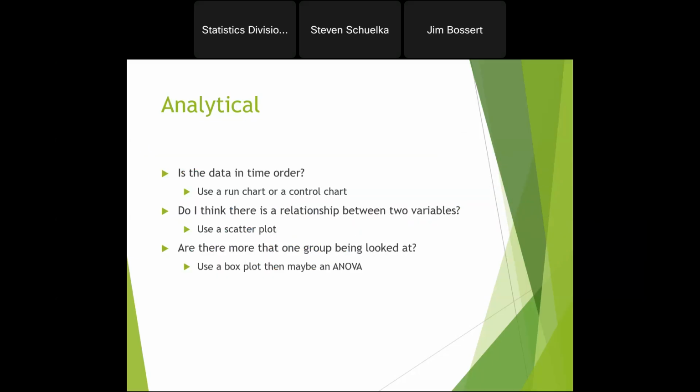We also look at it from an analytical perspective: is the data in time order? If it is, we can use a run chart or a control chart. If I think there is a relationship between two variables, then I can use a scatter plot. But if I have more than one group being looked at, then box plots, ANOVAs, or some other way. You want to think about how you want to analyze it, how you want to picture it, and what you do with this.